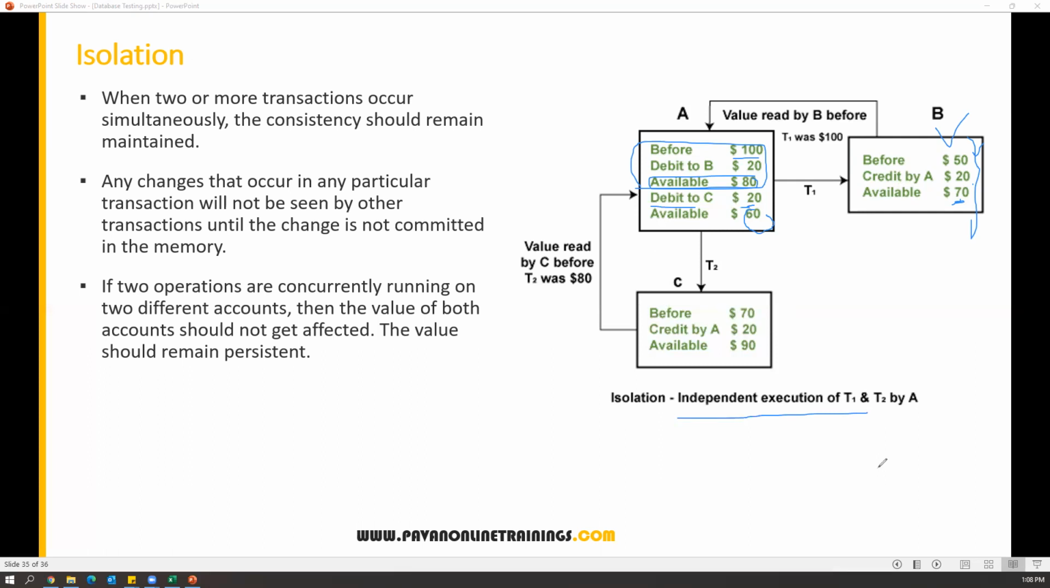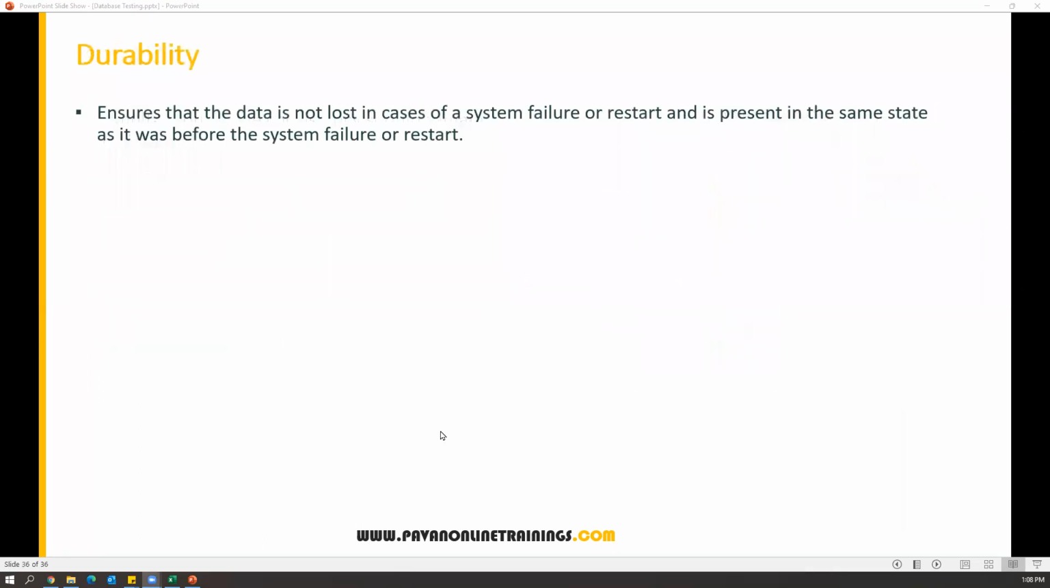Okay, independent execution. And the last property is durability. Durability means we need to ensure that the data is not lost in case of system failure or restart, and is present in the same state as it was before the system failure or restart. It is a kind of recovery testing. When you do some transaction and in the middle of the transaction something fails, immediately the system should recover and come to the initial point. And whenever you initiate the same transaction one more time, it should start from the beginning, right? That is called durability. So how can we test this?